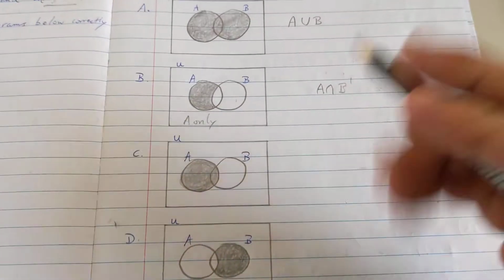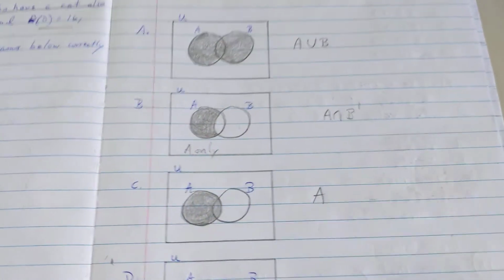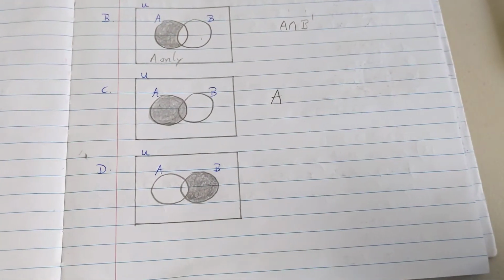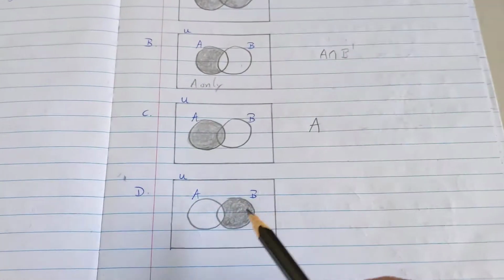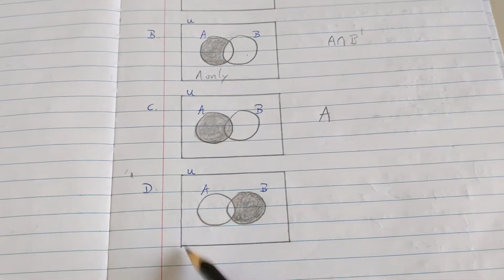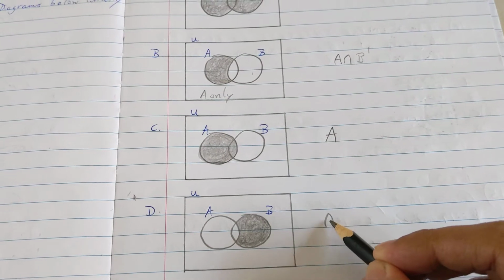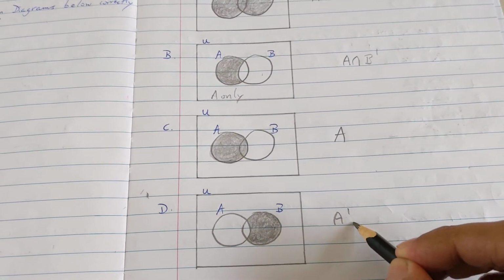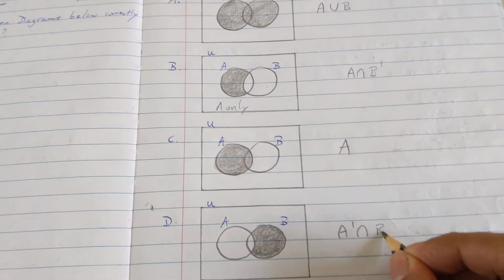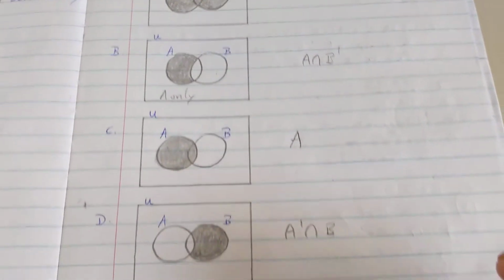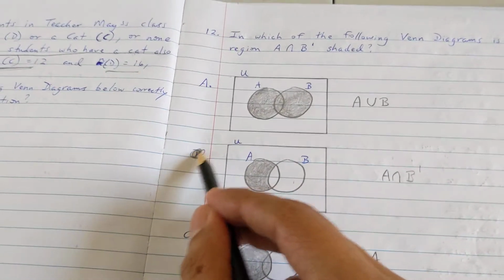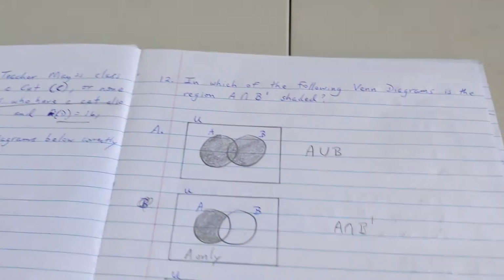This one, the whole of circle A shaded, so this is just A. And then this one is the reverse of this one. Everything outside A shaded, but it includes B as well. So everything outside A intersect B, which is the reverse of that one. So try not to mix up those two. So the answer for this one is B, because that's what they wanted there.